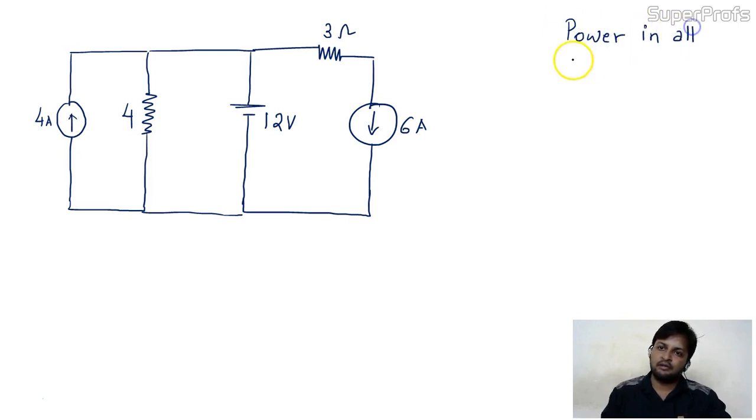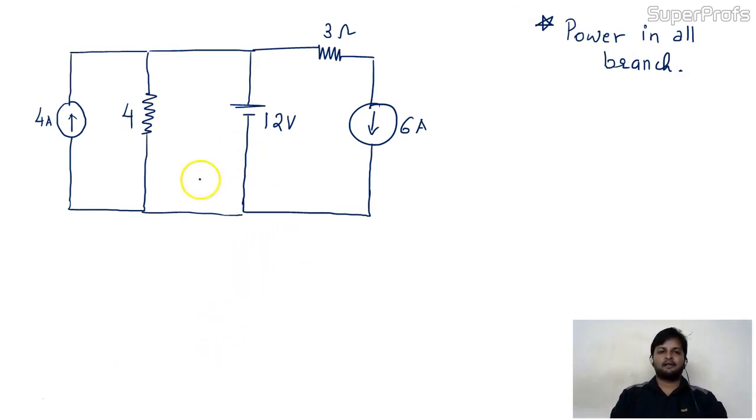Power in all branches. So we'll see the power. Now if we observe this circuit carefully, there is no need to go for the whole node analysis. Directly we can find the currents in various branches. Once we are able to find the currents and voltages in all branches of the circuit, we can calculate power easily. V into I is nothing but power.